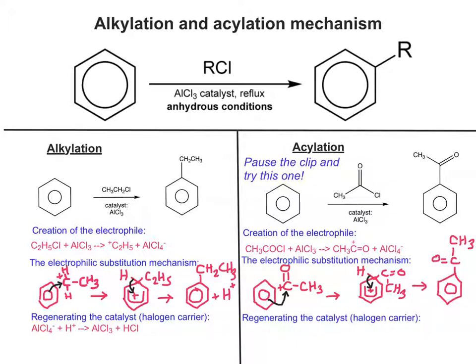And that gives me my substituted phenyl ketone, phenyl ethanone in this case, not forgetting my H+ that has come off. So no surprises what's going to happen here with the regeneration of the catalyst. It's exactly the same as we did before, isn't it?